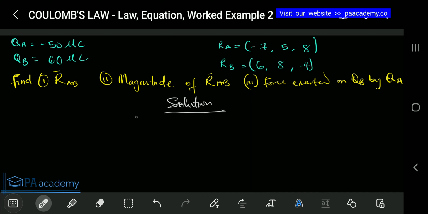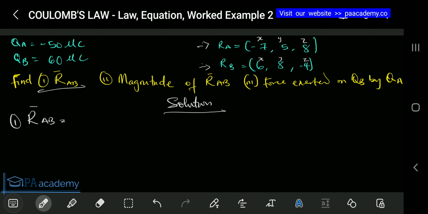We are starting with the first part, where we are asked to look for the unit vector of RAB. We already know what our RA is and what our RB is. So now let's indicate the coordinates. This is X, this is Y, and this is Z. Here also, this is X, Y, and this is Z.